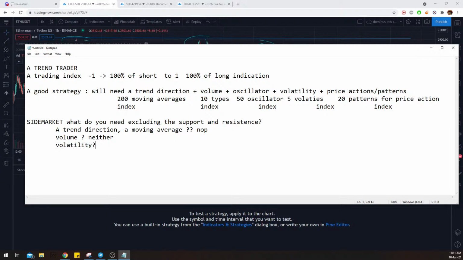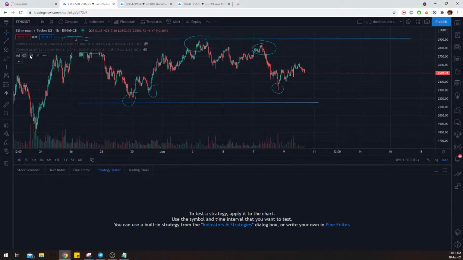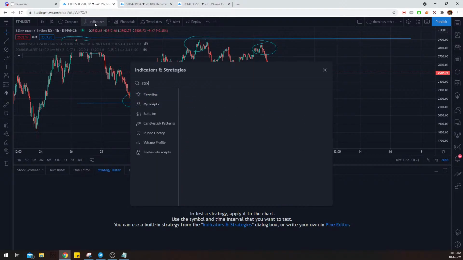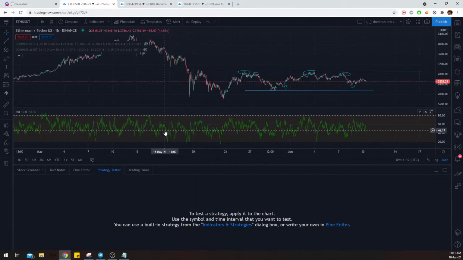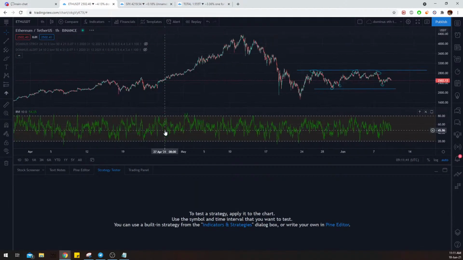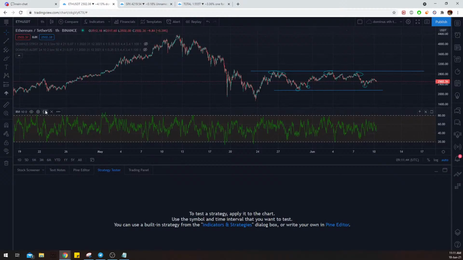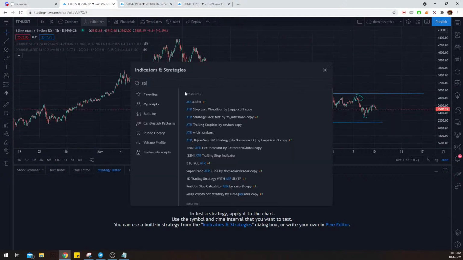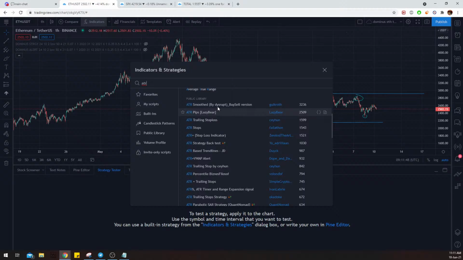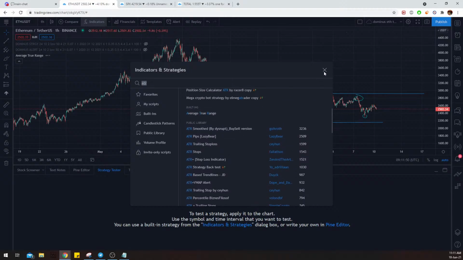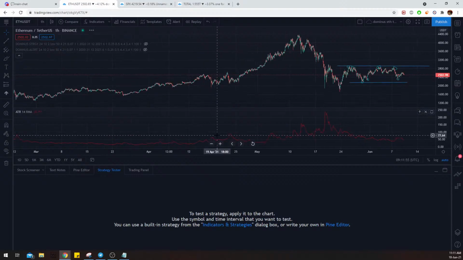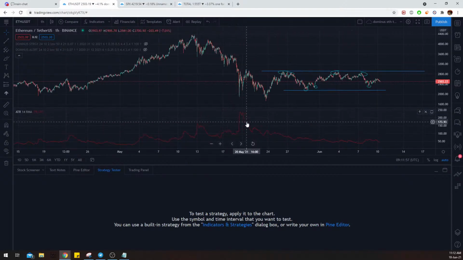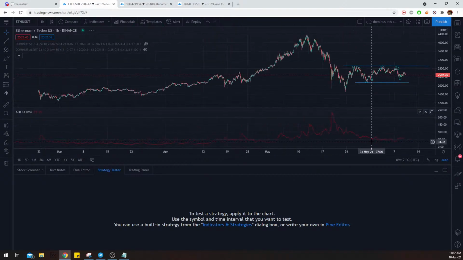Volatility, let's take a look at the volatility. For volatility, you can just write volatility, and you can use the RVI. This one, for example, is not going to help at all. So instead, what you can use is the ATR, average true range. If we use the ATR, you can see that the values were bigger, and after that they start to be lower and lower.